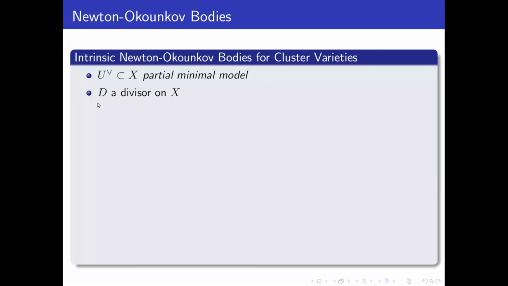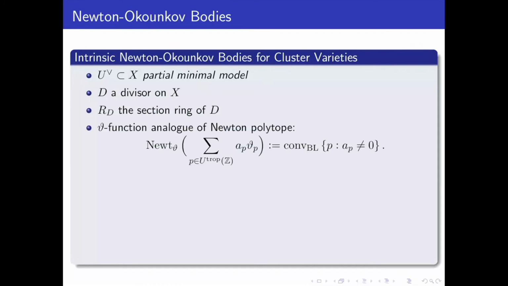So now let D be a divisor on X and R sub D the section ring of D as before. Well, we can give something that's analogous to a Newton polytope in the toric world, but we'll use theta functions instead of characters. So an arbitrary regular function, we can write as a sum of theta functions.